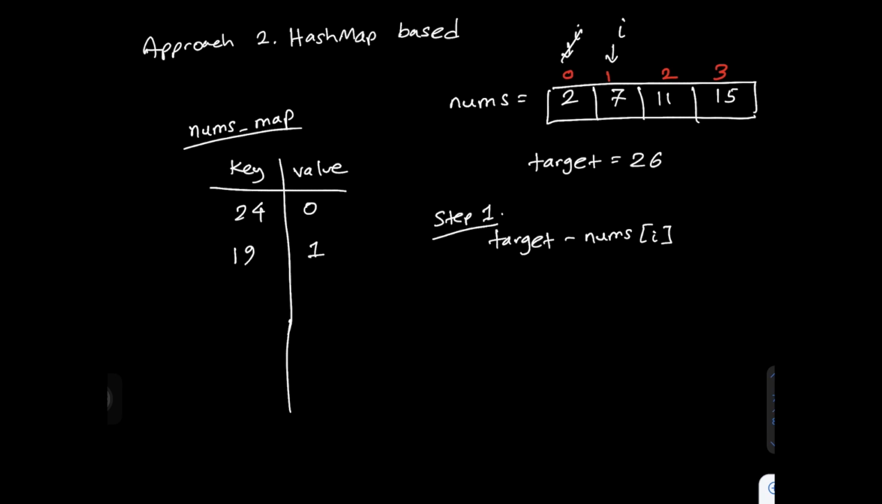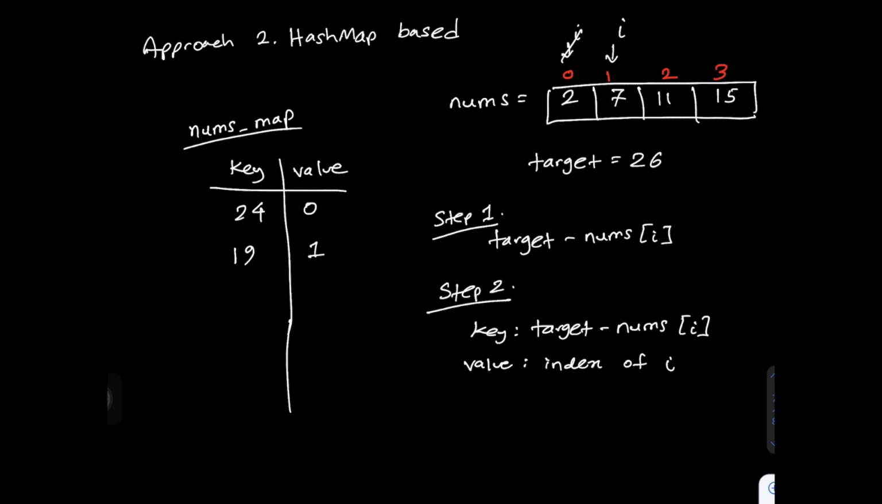And let's just write it as step 2, so it's easier for us to get it. So the key here would be target minus nums of I, and the value would be the index of I. Let me just clear it up and write it more clearly. Okay, now we are good.